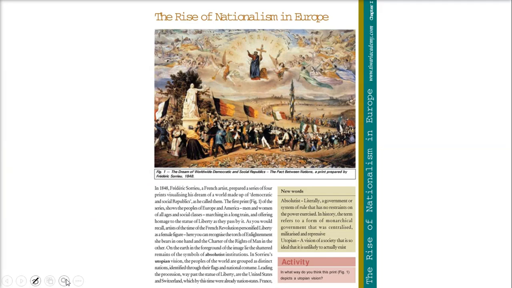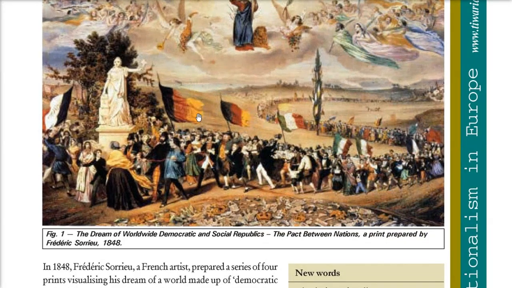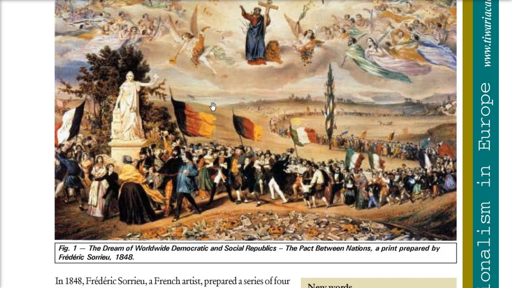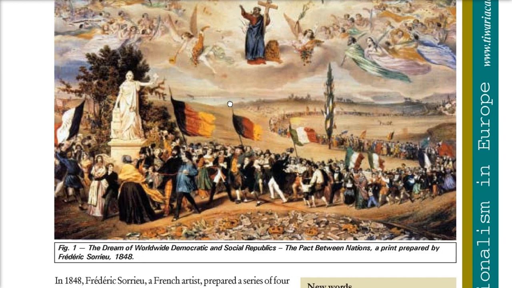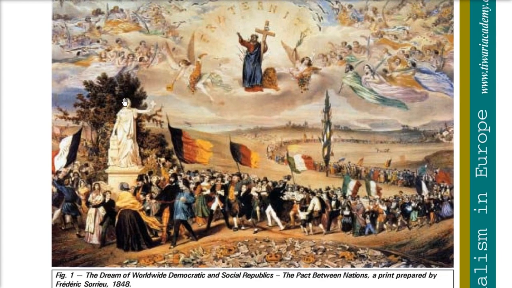Here is a picture which we are going to talk about a lot. So we need to understand this picture. This is prepared by Frederick Sorrieu in 1848. Now the picture is showing a statue, a woman's statue, that is for freedom or liberty, and there are people in line with different country flags, and here we have Jesus Christ and others. They are having a look at what is going on, and they are shedding their blessings.